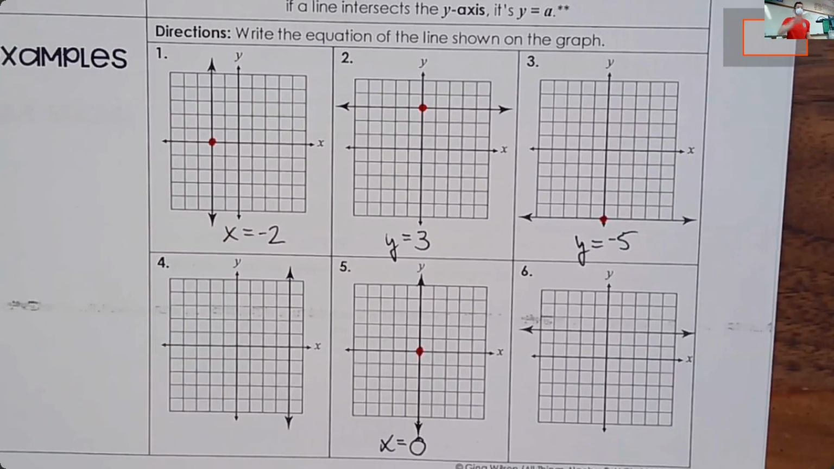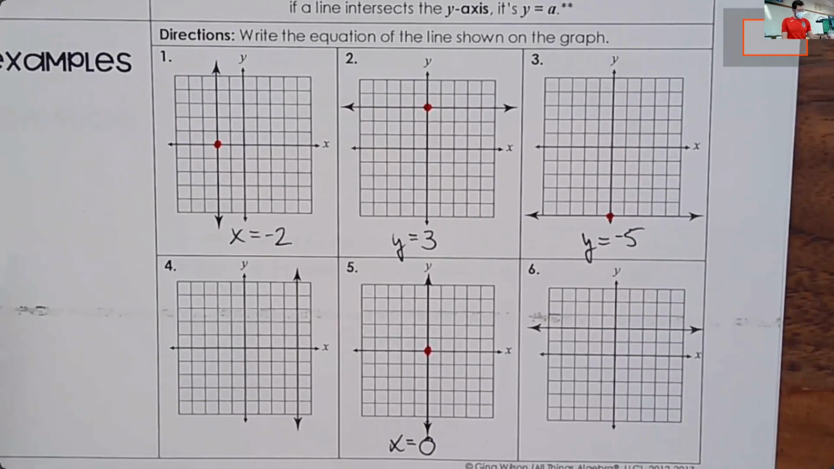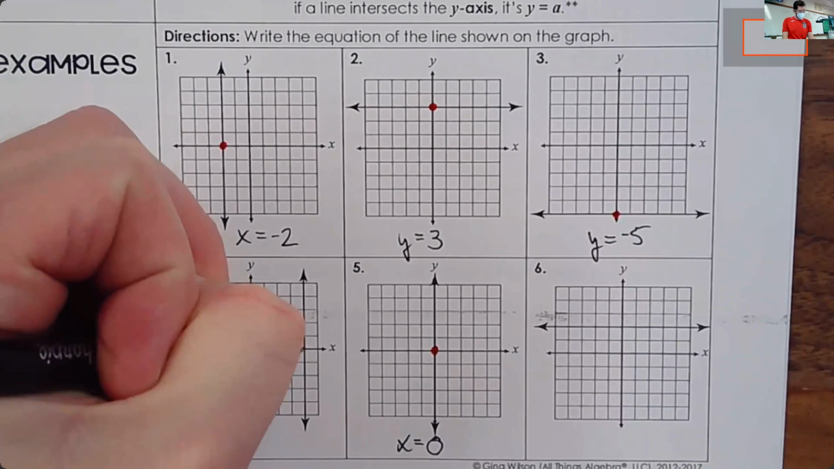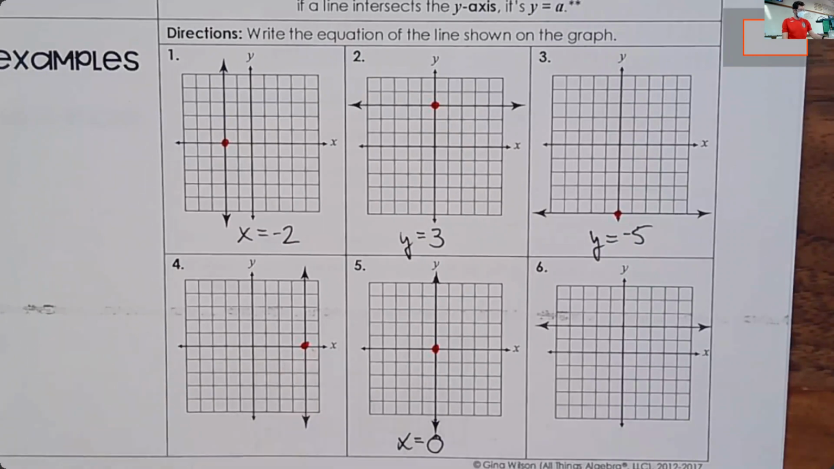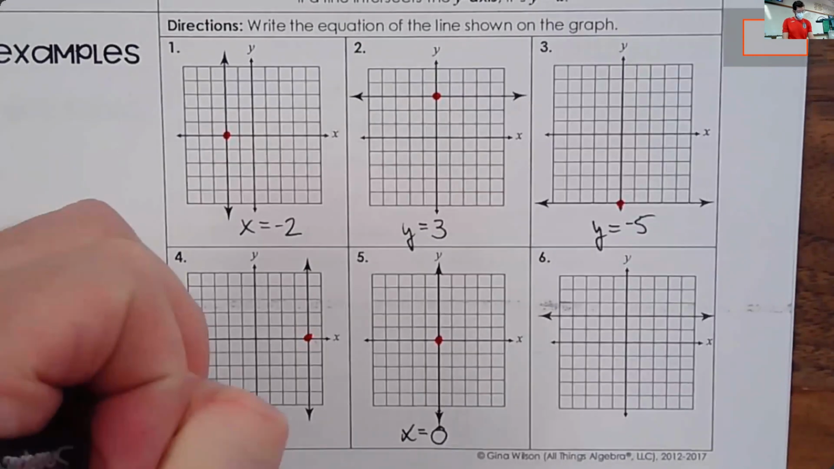Next, Elena, what do you have for number 4? X equals 4. Nice. So we have our line crossing the x-axis, which tells us that the answer is going to be x equals whatever number this is. It is 1, 2, 3, 4. So x equals 4.